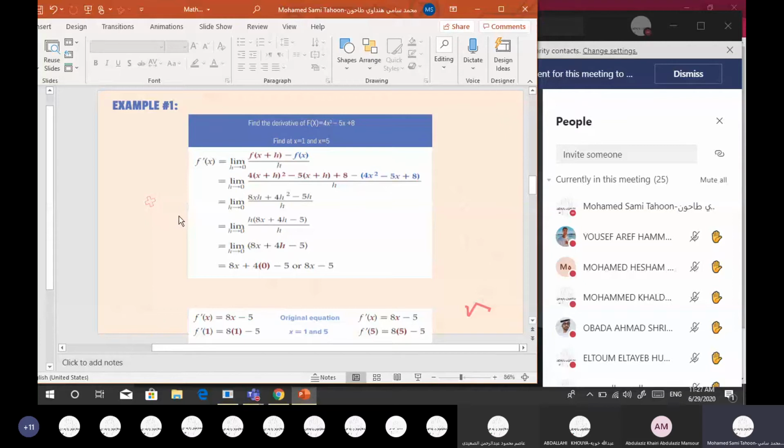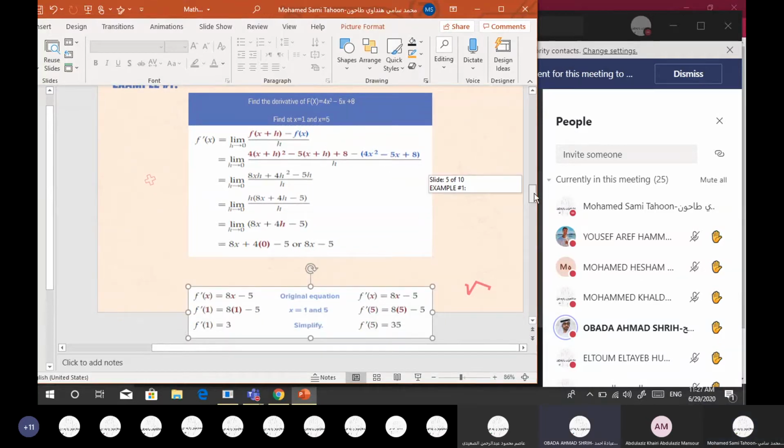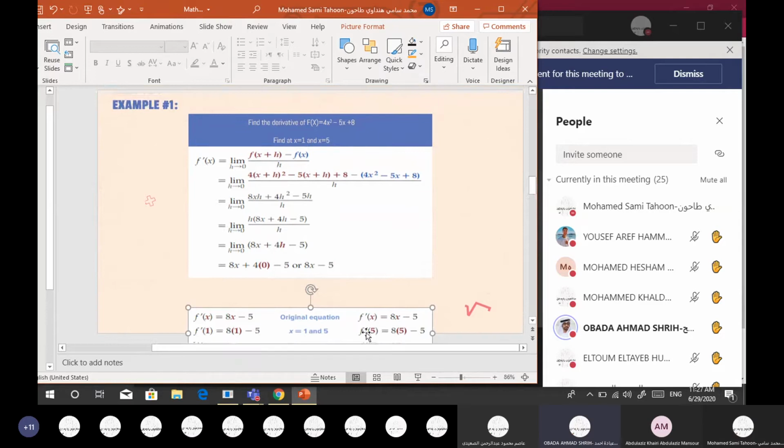Okay, now Ubada, can you please explain the steps of this? First, we read the question. Find the derivatives of f of x equal 4x squared minus 5x plus 8. Then evaluate the derivatives at x equal 1 and 5. First, we write the formula that we studied before. Then, we apply the formula to our main function. Third step is expanding and simplifying. And then we factor what we got. After we divide by h, we substitute the limit h to 0 to get the final function. Now we can use the equation to find the values at x equal 1 and x equal 5.